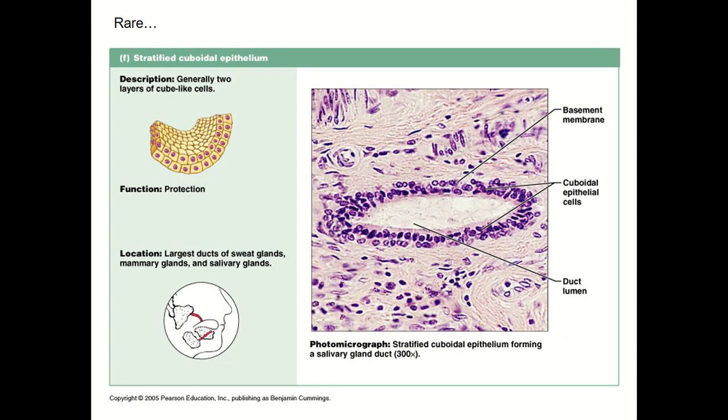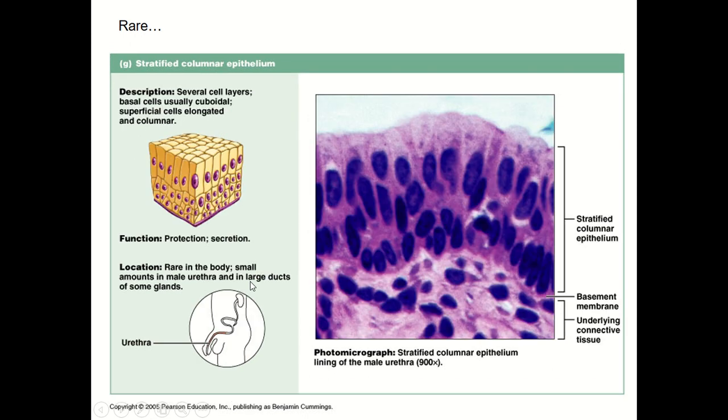For stratified cuboidal epithelium, generally they have two layers of cube-like cells, and its function is for protection. You can find it in the larger ducts of sweat glands, mammary glands, and salivary glands.